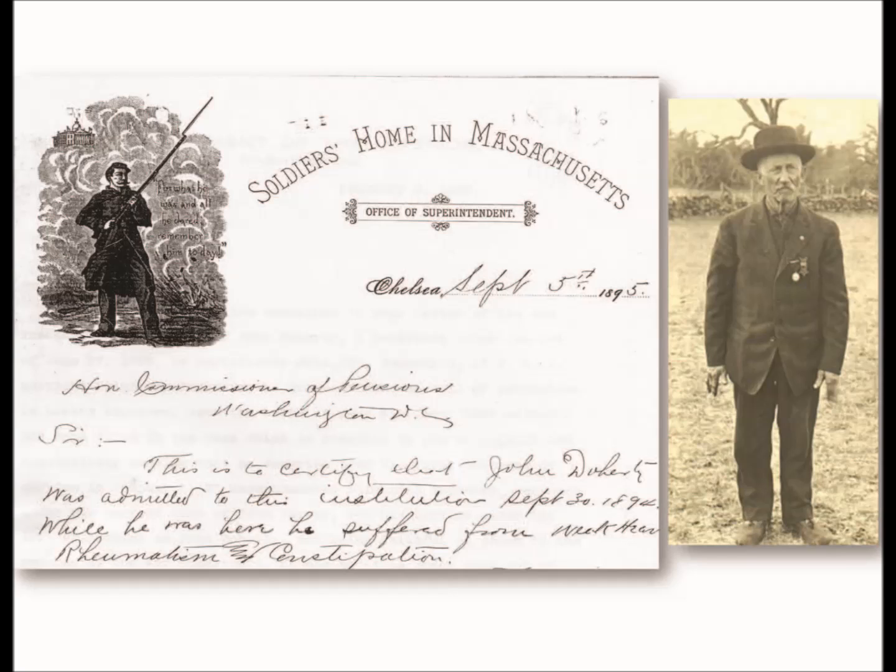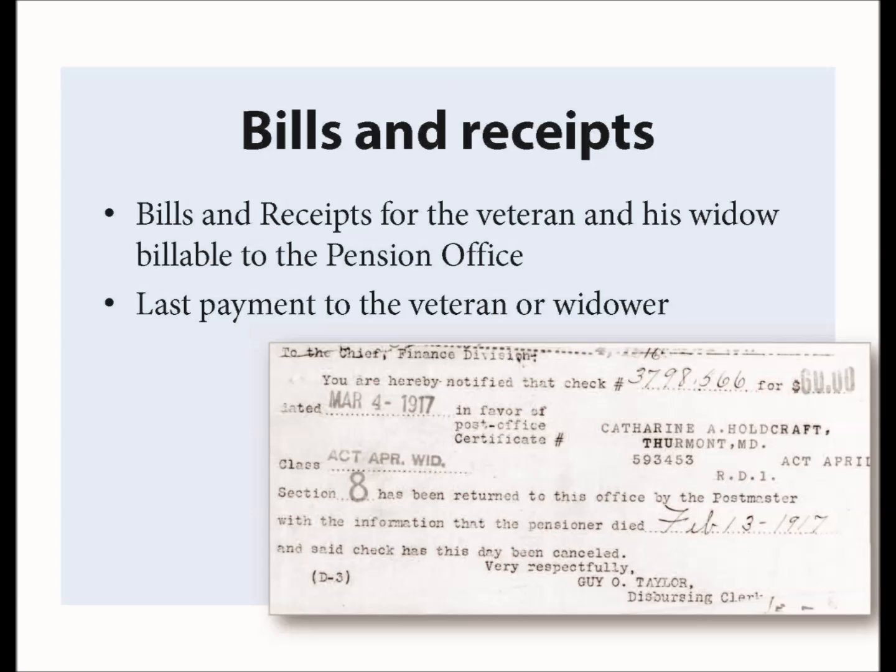Now, the other thing you're going to find in the pension file are the bills and receipts for the veteran. In this case, this is the last payment or the return check for a widow. This is for Catherine Holdcraft of Thurmont, Maryland, noting that the pensioner died on February 13, 1917, and that they're returning her final check. This is why you need to look at all of the bills and the receipts in the file. That could be the only place that death is recorded.